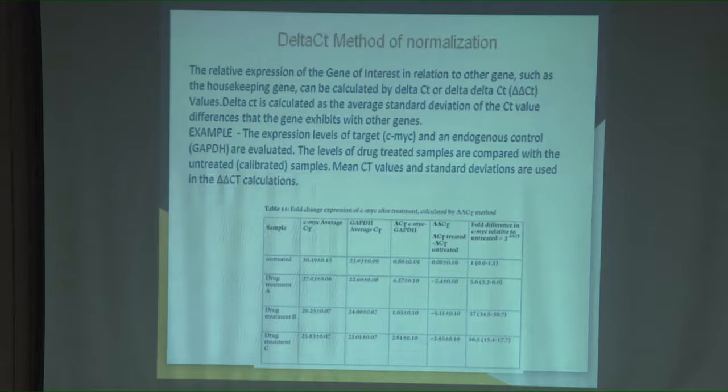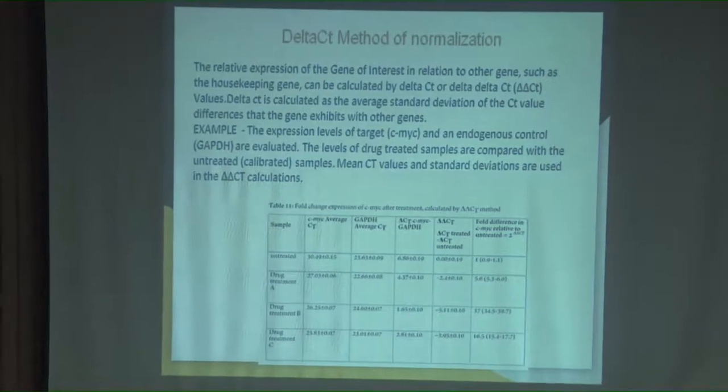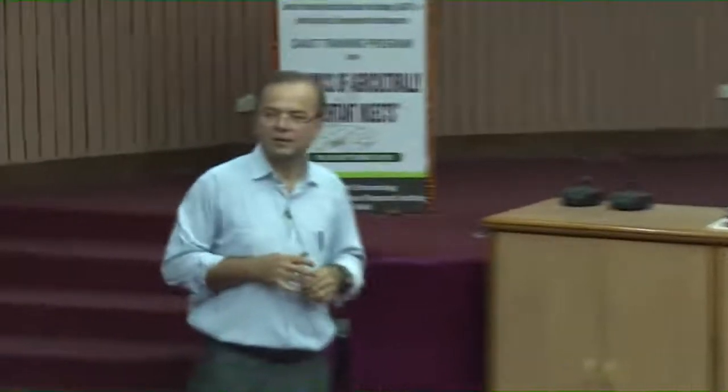So, the first delta is to normalize the sample, and the next delta is to find out the effect of treatment on gene expression. Is that clear? If you have any doubt, please raise.